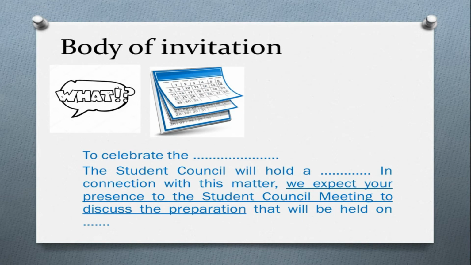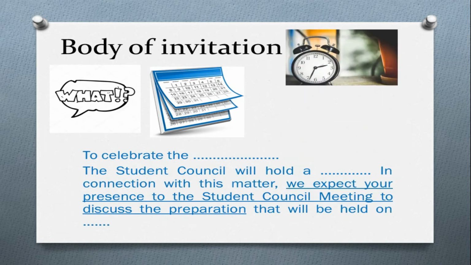So next, about body of invitation, which includes what the meeting is about. Calendar, to tell you the specific day of the meeting. Time, you want your invitees to come on time, so you state the time explicitly, clearly in your invitation letter. Next is where the meeting is held. At school, at hotel, or at other areas?